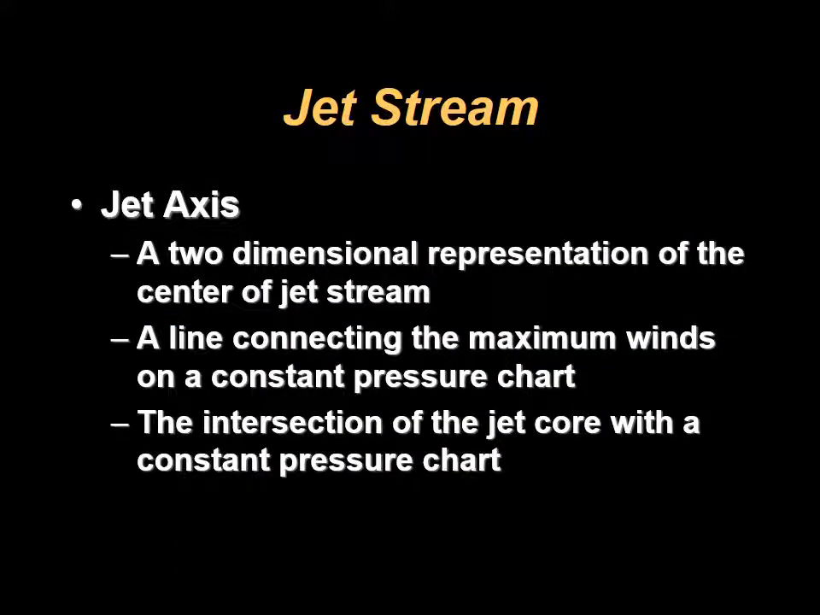The jet axis is a little bit different than the jet core. The axis is the center of the jet stream. If you look at a constant pressure chart and connect all the points with the strongest winds, that would represent the jet axis. In other words, it's a line that represents the center of the jet stream. It's where you have the maximum winds on a constant pressure chart, and it's where the jet core intersects that chart. So you're looking at a two-dimensional representation of the jet stream.